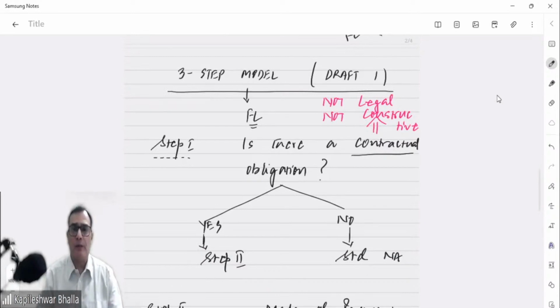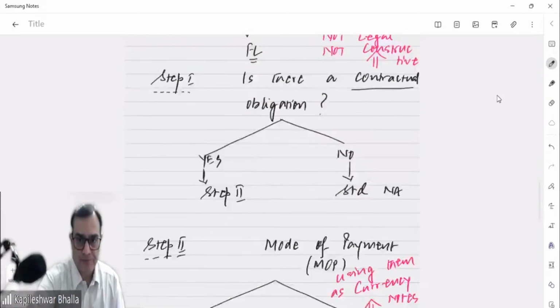So as I said, we're going to apply a three-step model in order to understand the definition of a financial liability. How do you decide that the instrument issued by the issuer is a financial liability or an equity instrument? Step number one: is there a contractual obligation? The obligation needs to be contractual, not legal, not constructive. Then if you say yes, you go to step two. If you say no, it's the end of the story.